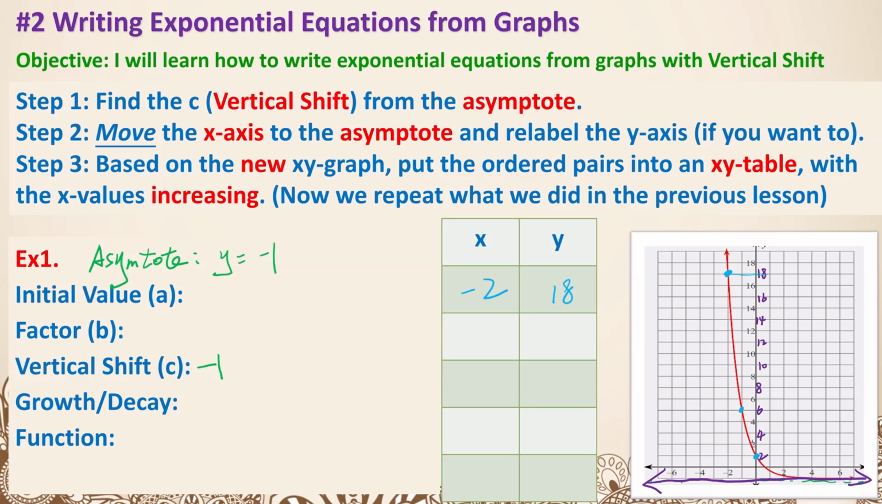Okay, next is at -1, which the new number is 6. And when it's 0, it's actually at 2. There you go. And now we are actually going to repeat what we have done in the previous lesson. So after we write these numbers down using the new xy axis, we're going to repeat.